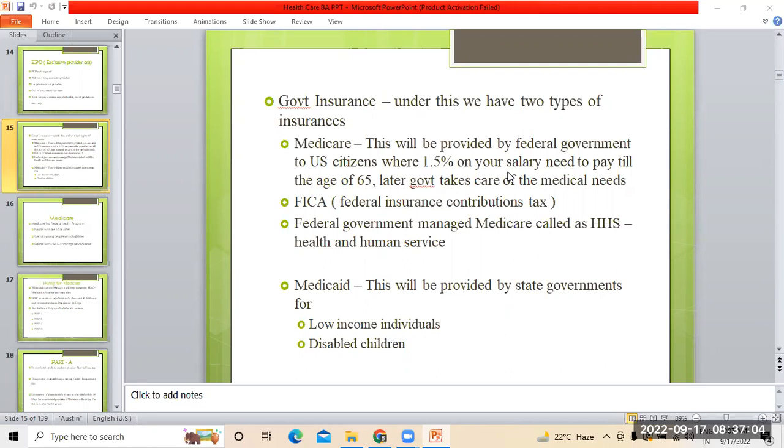So obviously there are provisions and possibilities that people can opt for dual insurances. Even private insurances will also be taken by the people, right? So yes, dual insurances can be taken. Normally, Medicaid also falls under that category because it is majorly focused on low income group people.